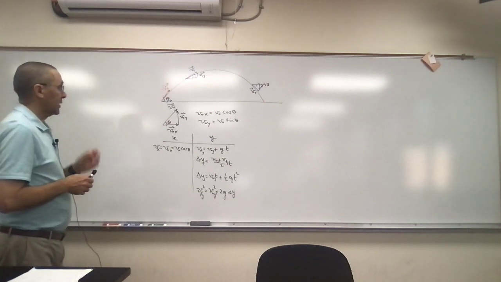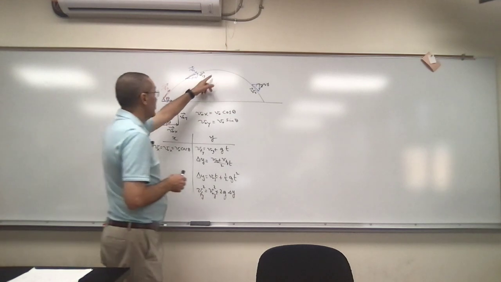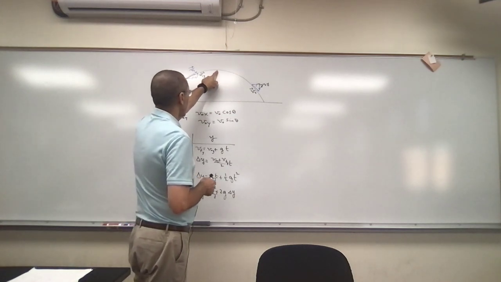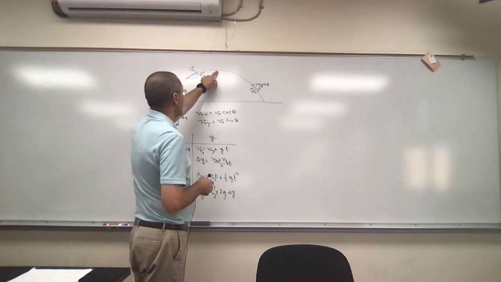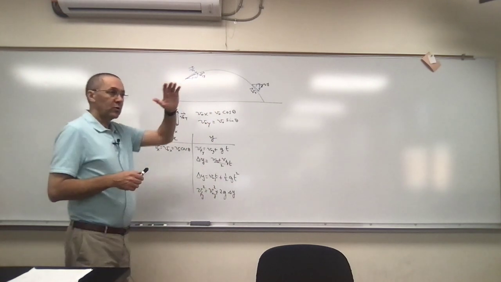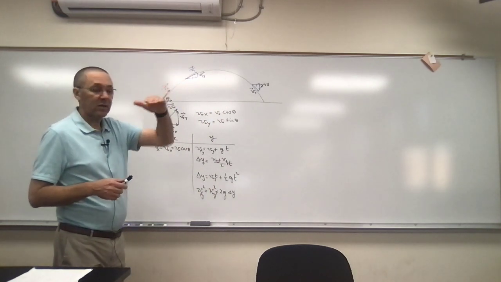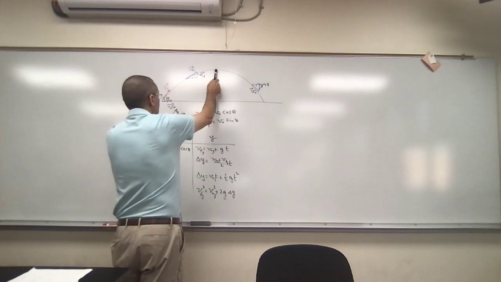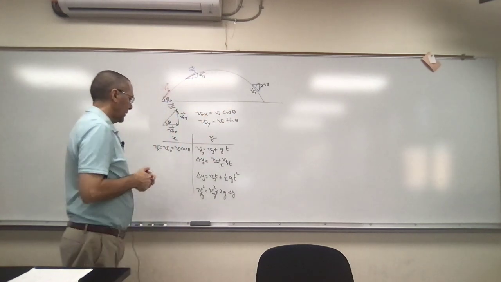Okay? Now, a couple things you have to know. At the highest point, your Vfy is 0 because you stopped climbing. So you stop climbing and then you start to come down. That's that moment where you stop and you're about to start going again.